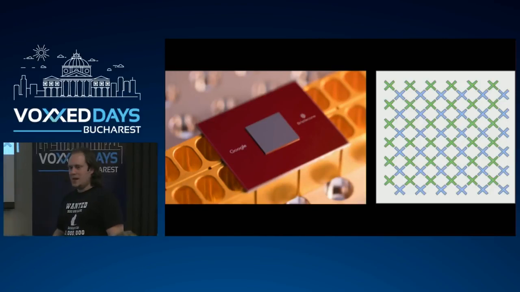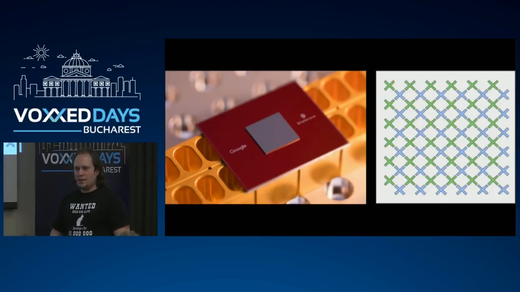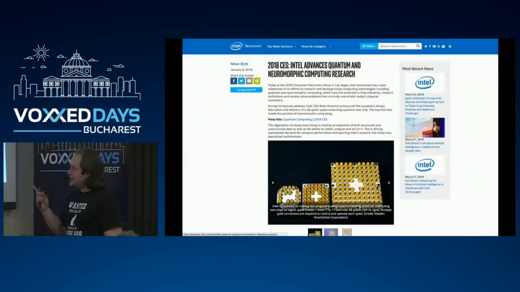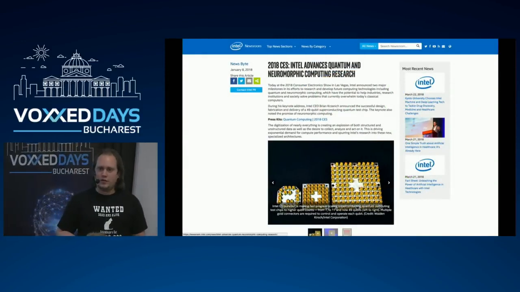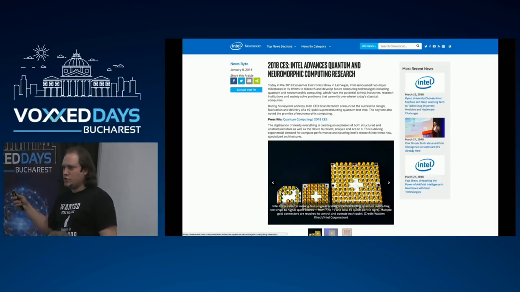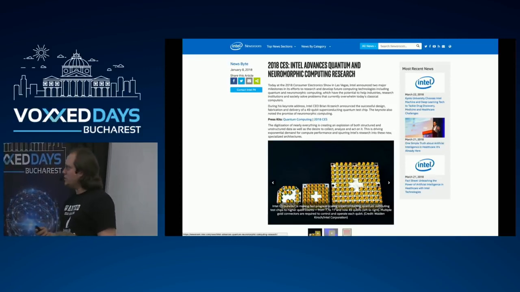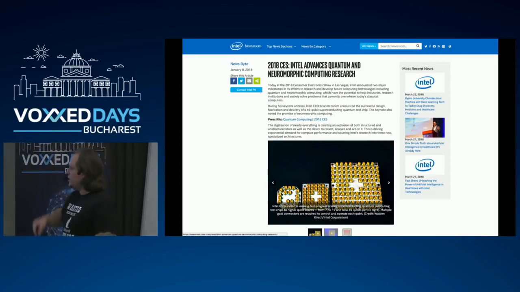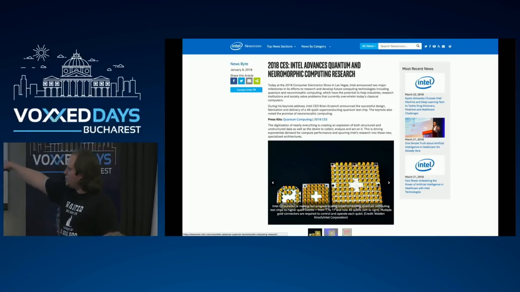And IBM and Google aren't the only companies in the game here. For example, Intel is also working on quantum computers. At the beginning of the year, they introduced a 49-qubit quantum computer after some previous iterations. The largest one in the picture is the 49-qubit one.